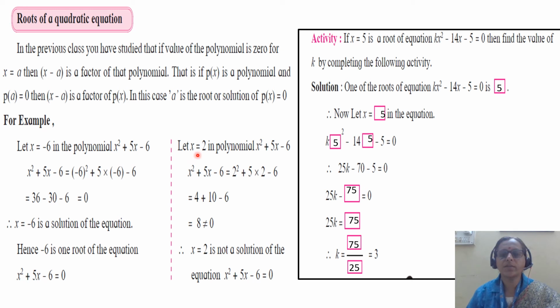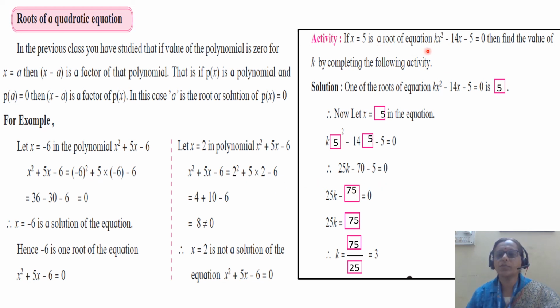Now let x is equal to 2. Substitute this value in the polynomial. So it is 2 square plus 5x minus 6. 2 square is 4. 5x is plus 10 and minus 6. So you have 14 minus 6, that is 8, which is not equal to 0. So it is not the root of given quadratic equation. Like this, complete the activity which is given.